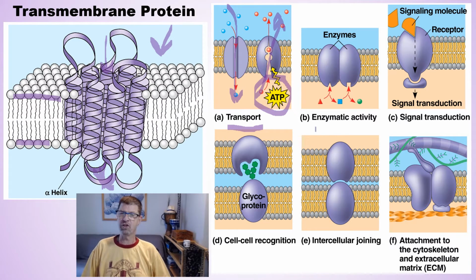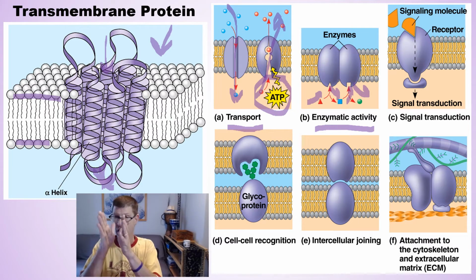The next function of transmembrane proteins is enzymatic activity. Sometimes there are proteins that start or stop a metabolic reaction. In this case, these enzymes are next to each other because they're creating a chain reaction. This little red triangle is coming in, and then it's causing this little blue square to be released, which is coming in here, and then it's causing this little green circle to be released. So just think of it as a chain reaction of chemical reactions controlled by these proteins in the membrane.